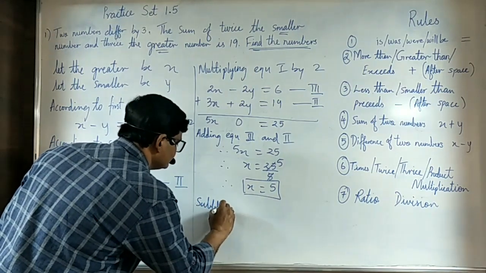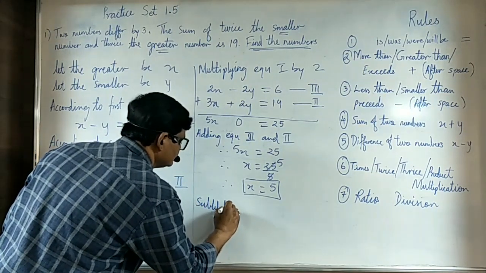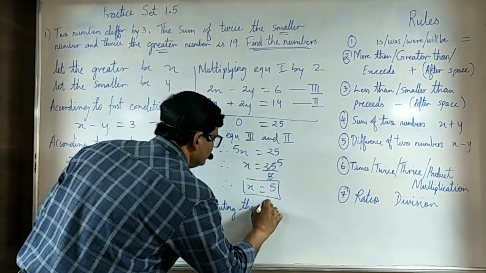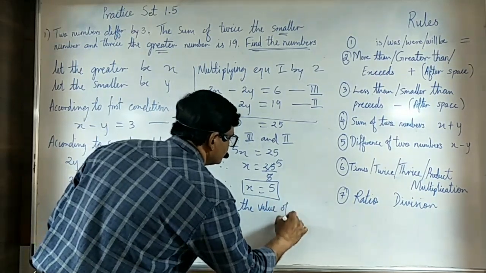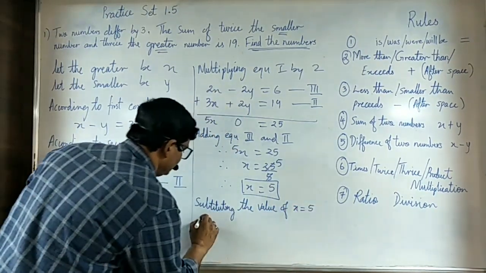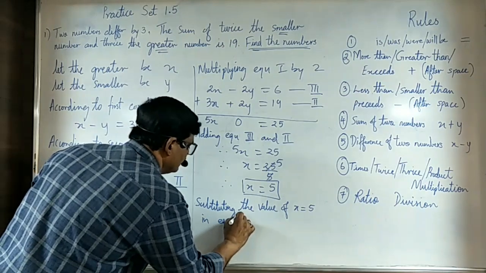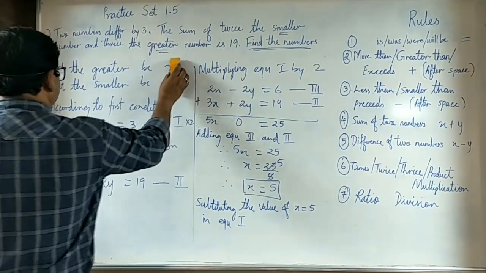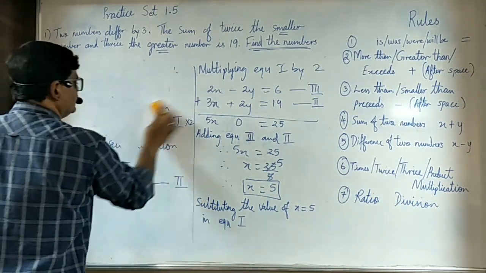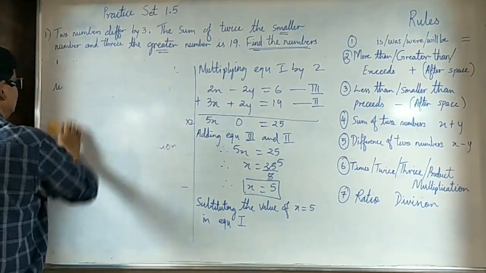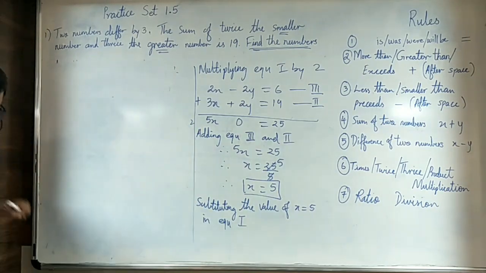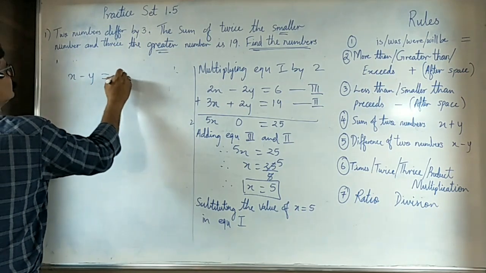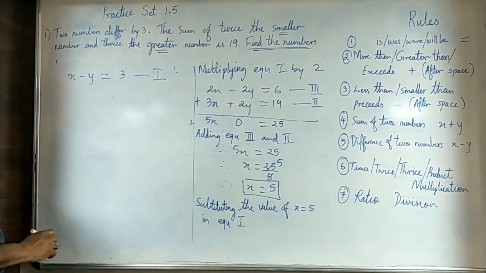Substituting the value of x is equal to 5 in equation 1. Now let's take the equation number 1. We have that equation number 1 is x minus y is equal to 3. I'm writing over here x minus y is equal to 3. This is my equation number 1, which is the easiest equation.